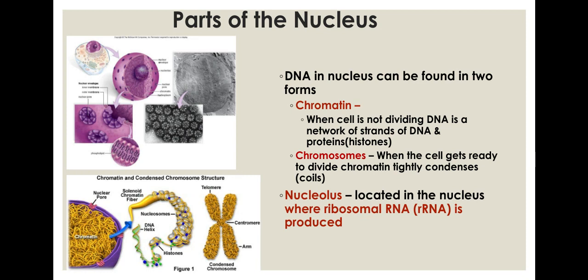The chromatin gets tightly condensed or coiled, and it will actually wrap around those histones. You can sort of think of it like chromatin being your headphones that have cords that are just thrown in your backpack. And then the chromosomes are when you take those headphone cords and wrap them up nicely so that they don't get tangled.